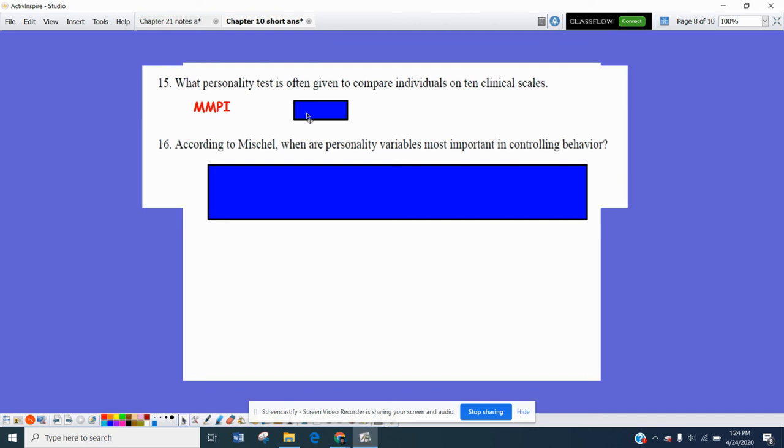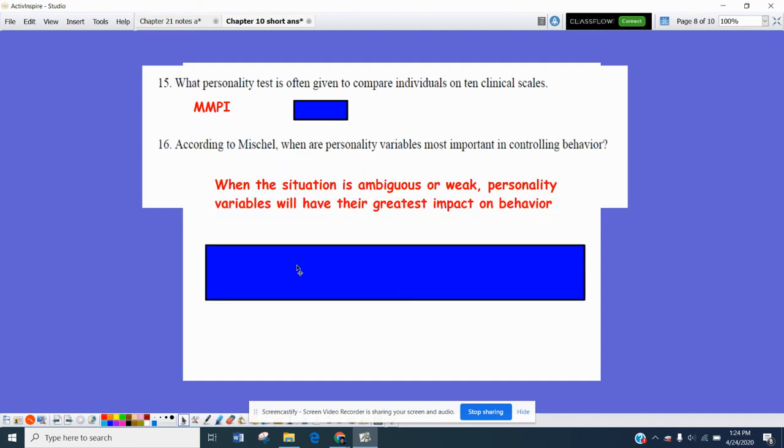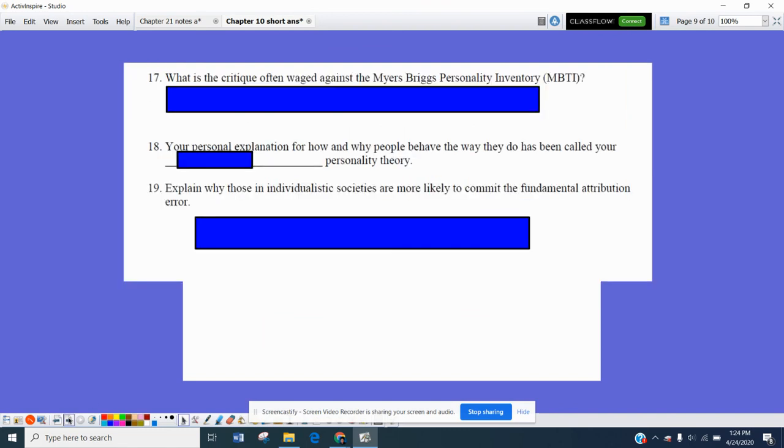And number 16, according to Mischel, when are personality variables most important in controlling behavior? And that's when we have situations that are ambiguous, meaning that they're very vague or weak. Personality variables will have their greatest impact on behavior when we start looking at those kinds of situations.